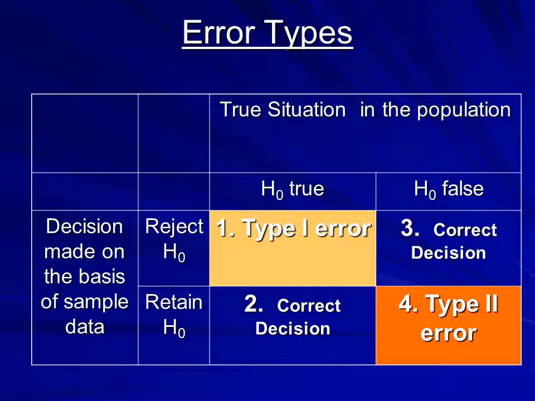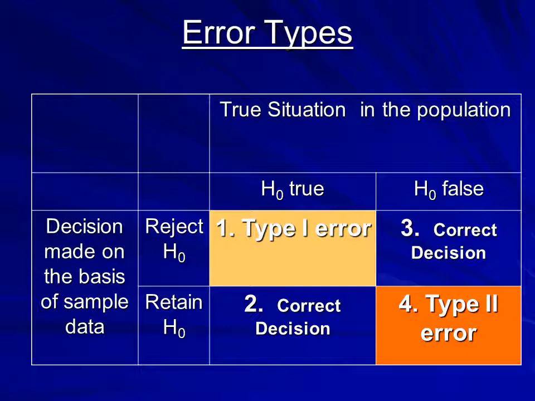So what does that mean? You're rejecting when you should have been retaining. That's bad, because then all of a sudden you start saying, ooh, look, I got this drug, I'm going to market this. I'm going to have a whole bunch of people with Alzheimer's take this drug, and it's not effective. So that's a type 1 error.